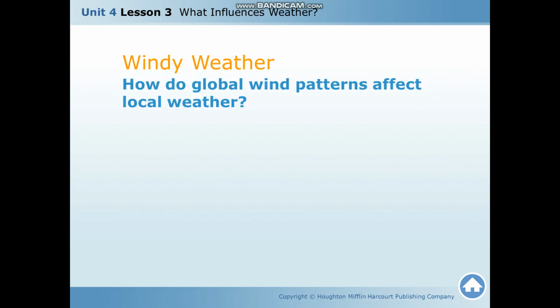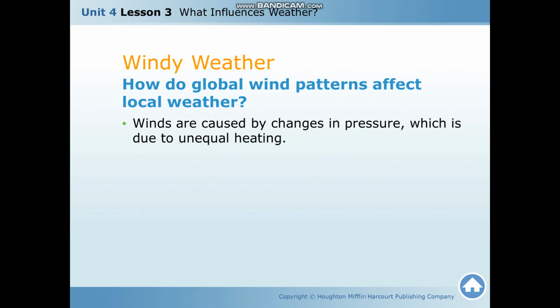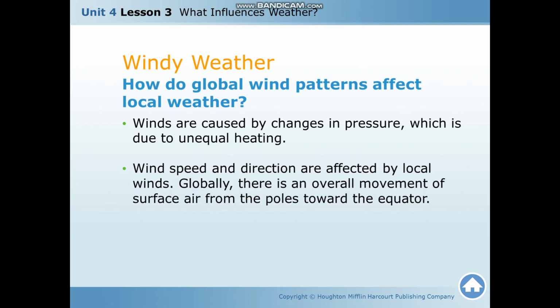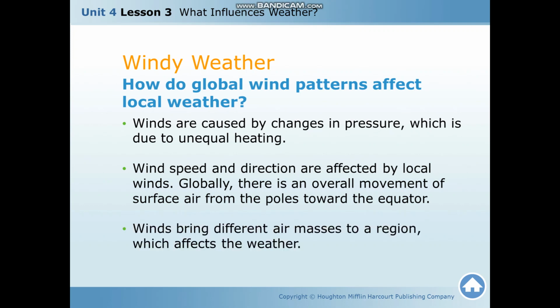How do global wind patterns affect local weather? Winds are caused by changes in pressure, which is due to unequal heating. Wind speed and direction are affected by local winds. Globally, there is an overall movement of surface air from the poles toward the equator. Winds bring different air masses to a region, which affects the weather.